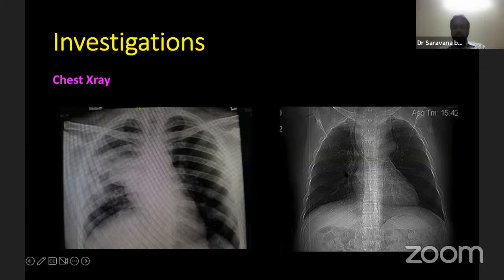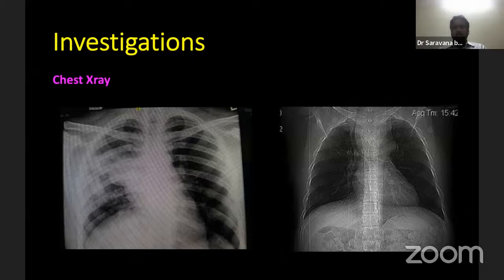And the second X-ray on the right side shows a large retrosternal goiter pushing the trachea towards the right, and the tracheal lumen is also narrowed. So these things will give you a basic idea about the anterior mediastinal mass, the position of the trachea and the position of the mediastinum, all those things.